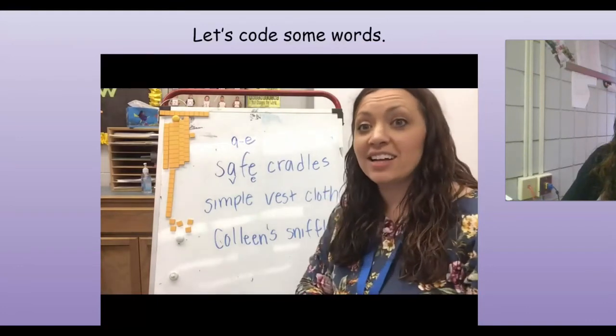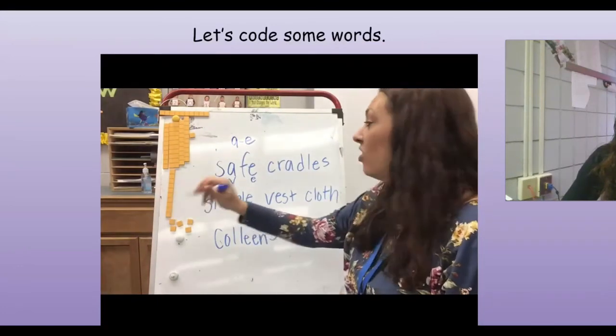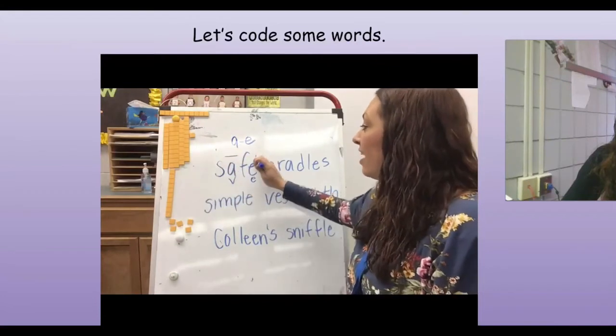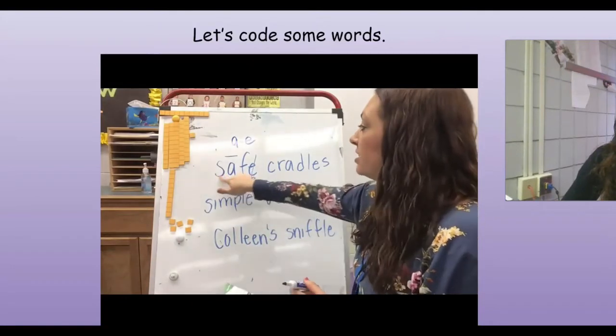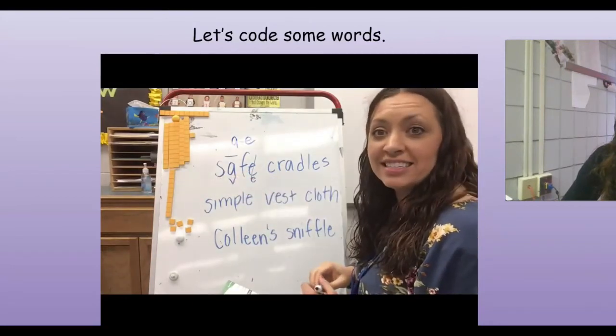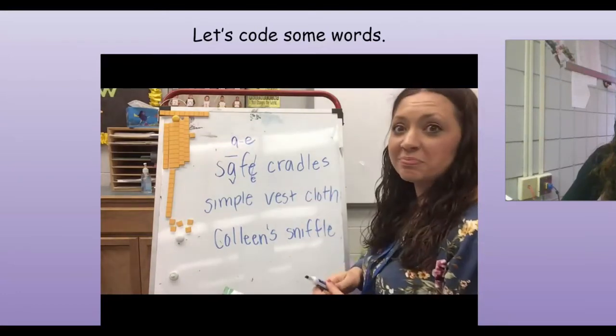And when I have an A consonant E word, what am I going to do? I'm going to make that A long because it says its name. And then that E is sneaky, so I'm going to cross it off because I'm not going to say it. So I have safe, safe, safe. Very good. All right, let's look at our next one.